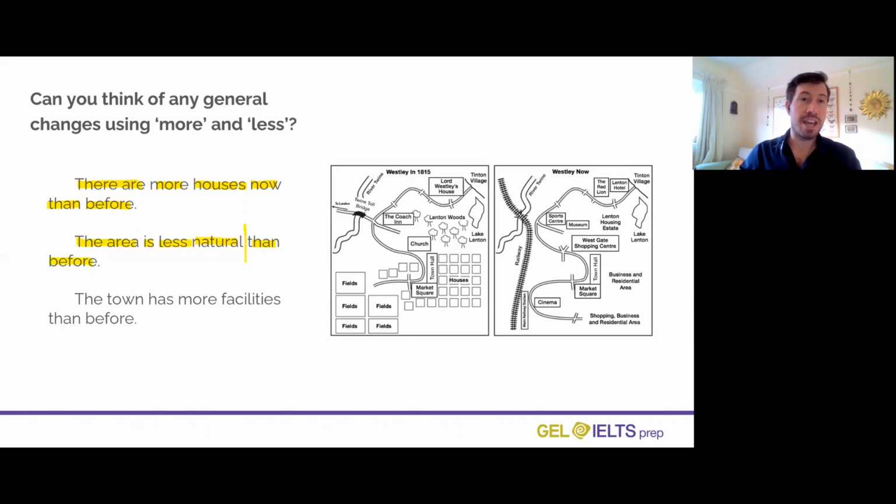And then another thing we could say, we mentioned the facilities before, and with facilities, because we're talking about the town, we're using one with a verb, so we need the verb noun collocation. And when we talk about facilities, well, you would say a town has facilities. Those two go together. So here we're saying the town has more facilities than before. Again, you could say the town has more facilities now than before, but you don't need to include that now. It's implied within the sentence. So this is exactly what you want to be doing when you're comparing maps.